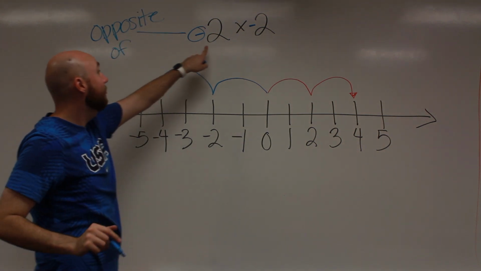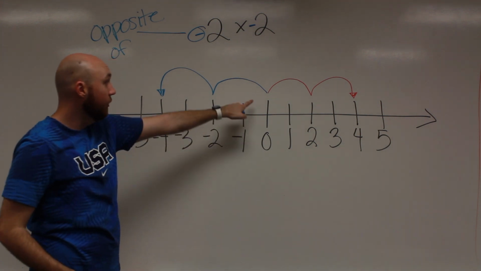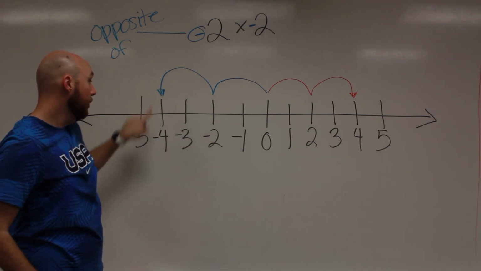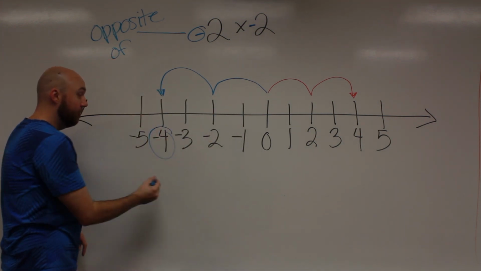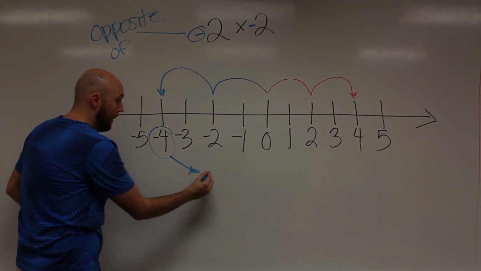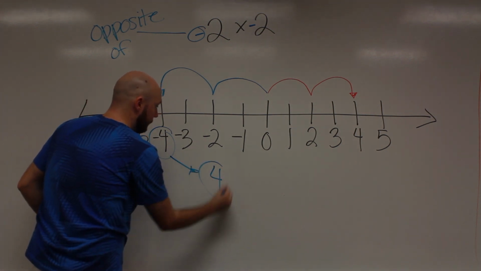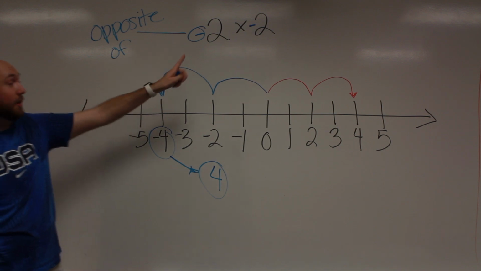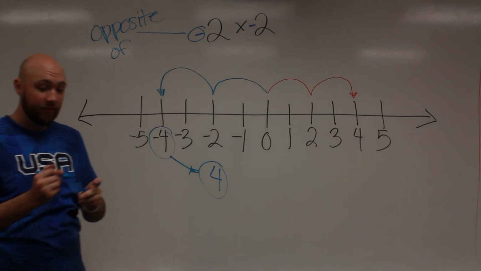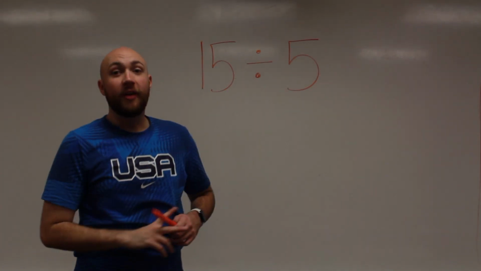So opposite of two groups of -2. So we already did our two groups of -2. What is the opposite of -4? +4, right? So the answer to -2 times -2 would get us +4. Okay, so now we got a division problem.